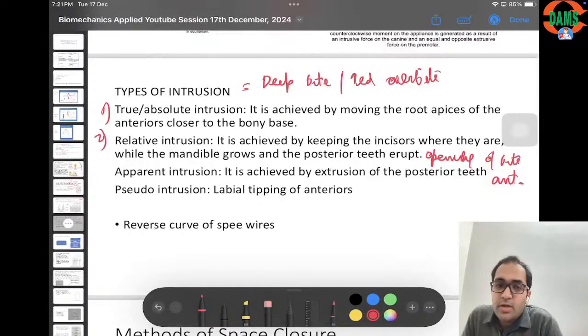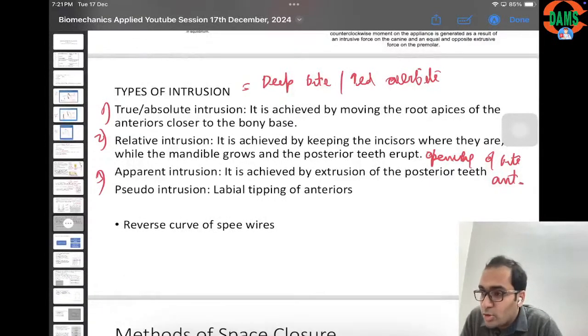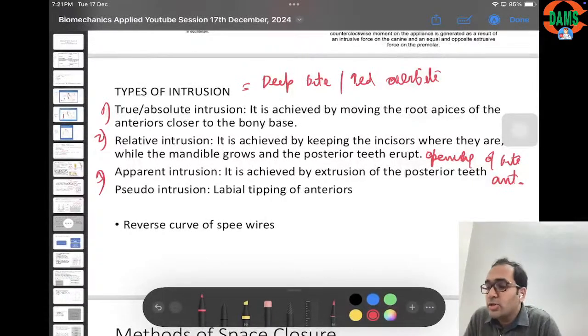Okay, and third comes apparent intrusion. It is achieved by extrusion of the posterior teeth. So basically, relative and apparent intrusion are concept-wise similar, but theoretically they differ. How? In relative intrusion, it is due to the natural growth of the mandible, whereas in apparent intrusion, there is no growth. We are forcefully extruding the posterior teeth so as to allow the bite to open in the anterior region.